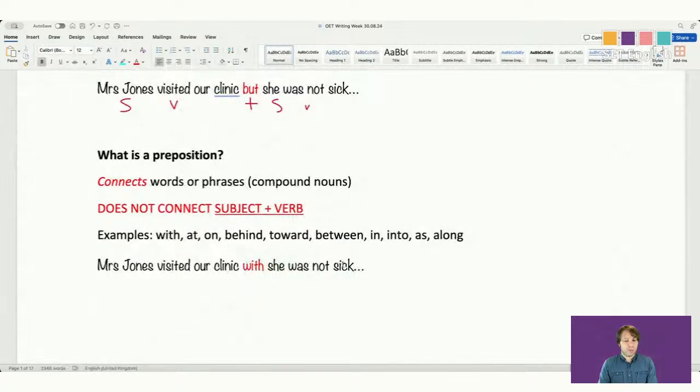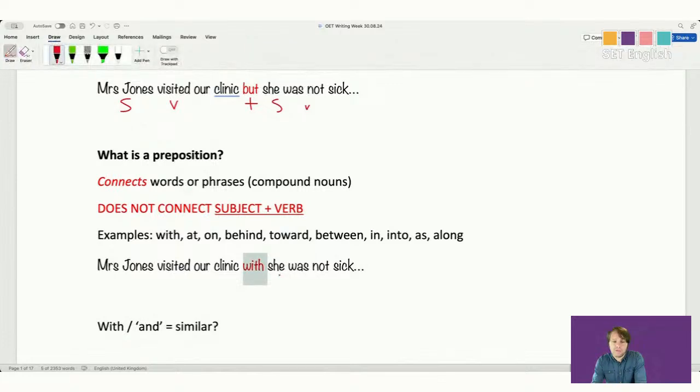No. But with is like and, right? With and, very similar. They're similar, right? So why can't I say with? Because they are prepositions. Okay? We cannot have subject and verb after prepositions. Of course. Maybe you are watching and think, of course, Alan, I know this.